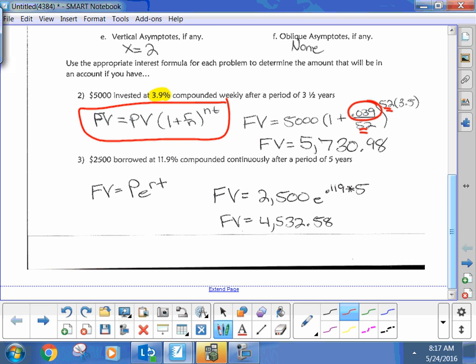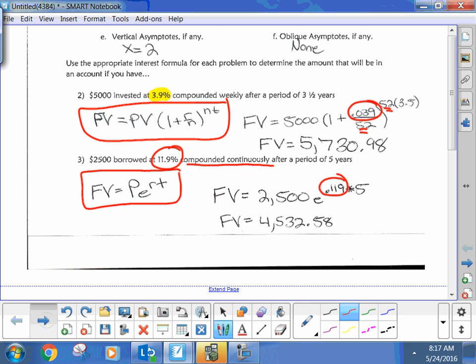And for the next one, question 3, compounding continuously means you use the equation called Pert. What I love about Pert is that it's very easy to use. Same thing, 11.9 converted to a decimal, 0.119, and then you have what you need to go ahead and solve this. Okay, let's go ahead and move on.